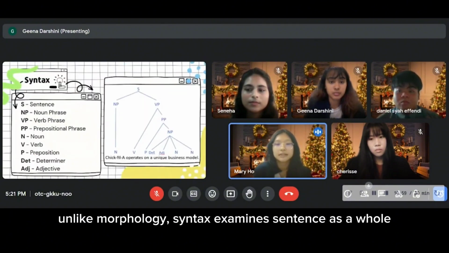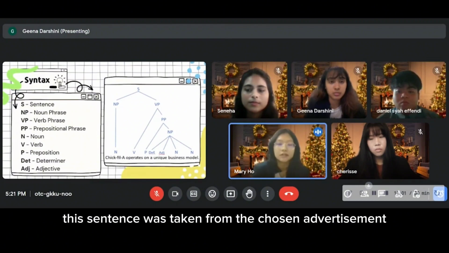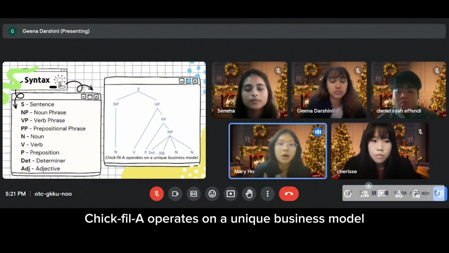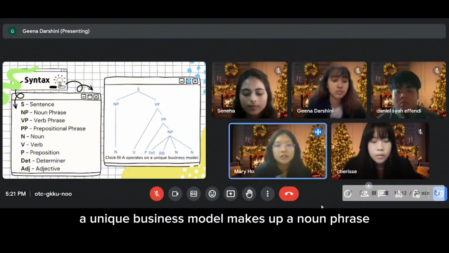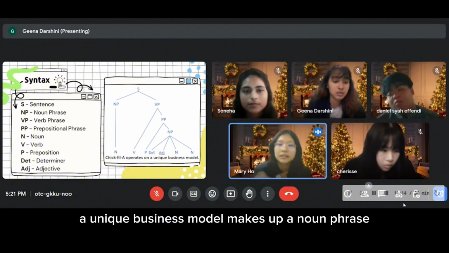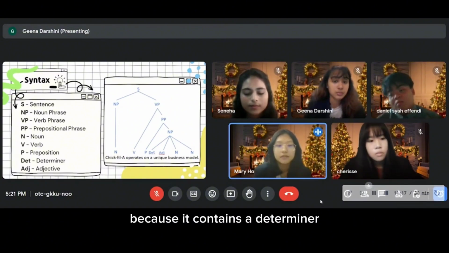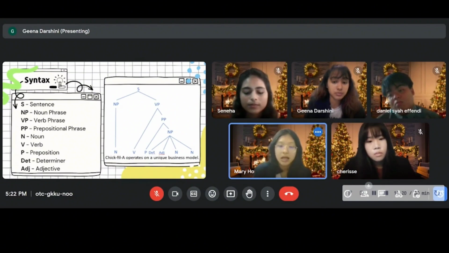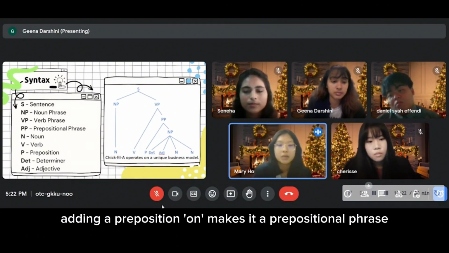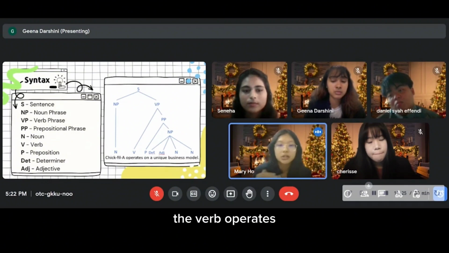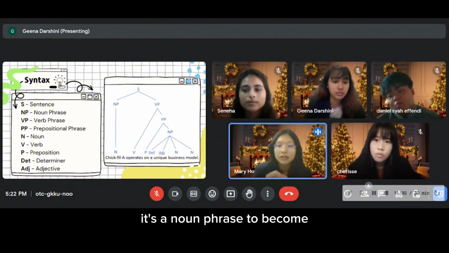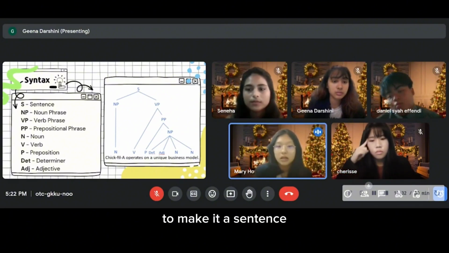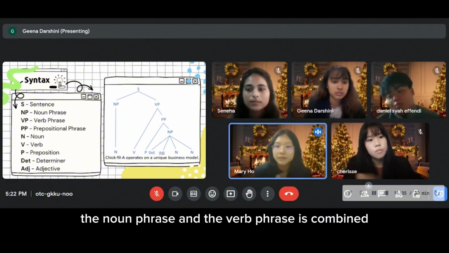Now let's shift our focus to syntax. Unlike morphology, syntax examines the sentence as a whole. This sentence was taken from the chosen advertisement. Chick-fil-A operates on a unique business model. Provided here is the syntax tree for the sentence. From the right, a unique business model makes up a noun phrase because it contains a determiner, adjective, and noun. Adding a preposition on makes it a prepositional phrase. The verb operates continues to make the phrase a verb phrase. So Chick-fil-A itself is a noun phrase. To make it a sentence, the noun phrase and the verb phrase are combined.